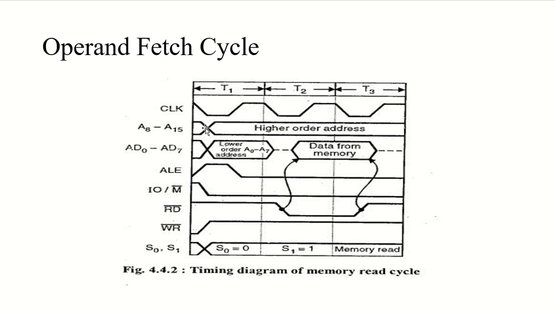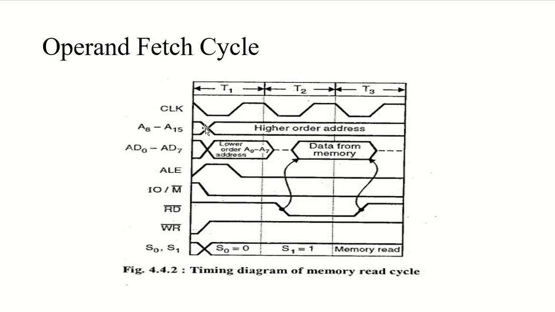Once the address is given, the program counter is incremented by 1, and in the memory read cycle the address depends upon the instruction. So the address may come from the stack pointer or from a general purpose register as well, right? And if it comes from a general purpose register, always remember it comes from the HL pair. Then ALE, address latch enable, is generated by the 8085 to indicate the availability of address A0 to A7 and A8 to A15. So ALE is used to latch A0 to A7.